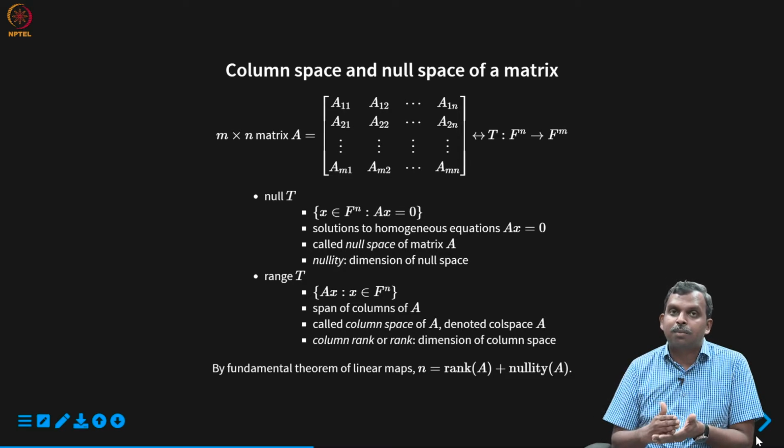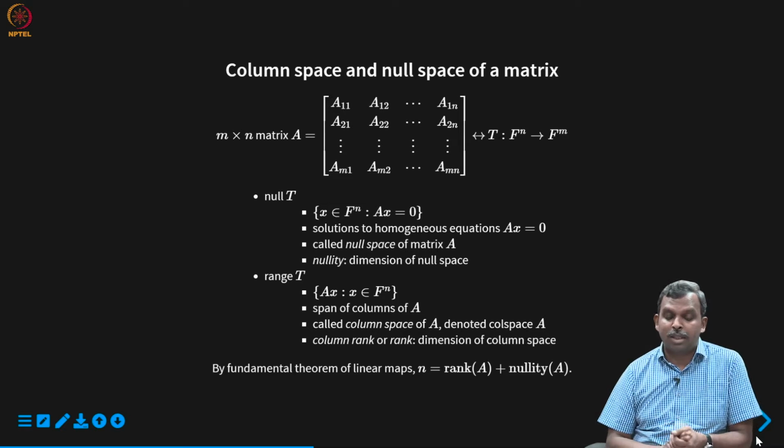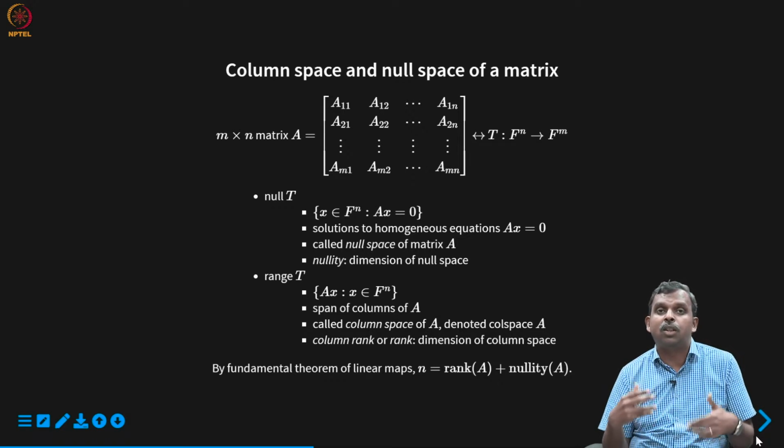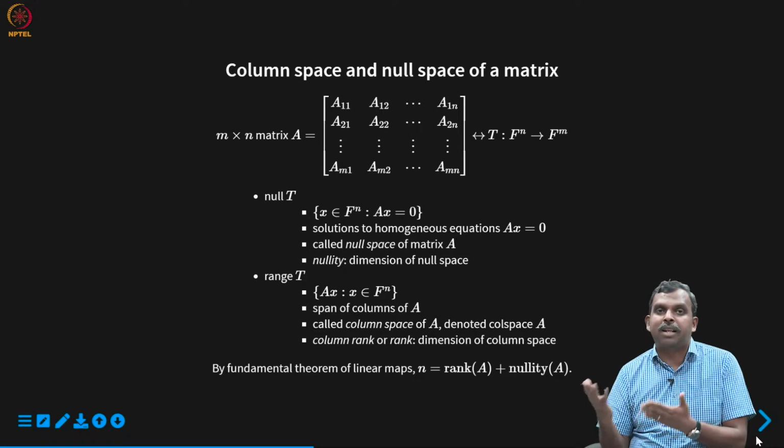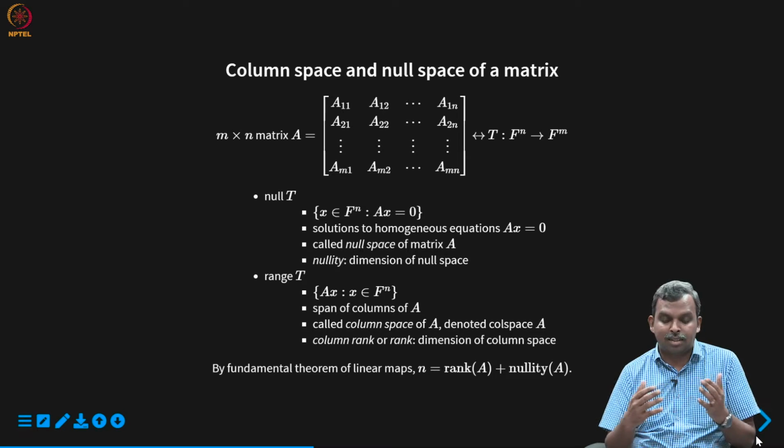So what is null space now? It's simply the set of all x such that Ax equals 0. Okay, so this is something you must have studied before as a set of linear homogeneous equations. So the solution to the linear homogeneous equation Ax equals 0, when A is a matrix, is simply the null space of the linear map represented by that matrix. Okay, so that's the first result.